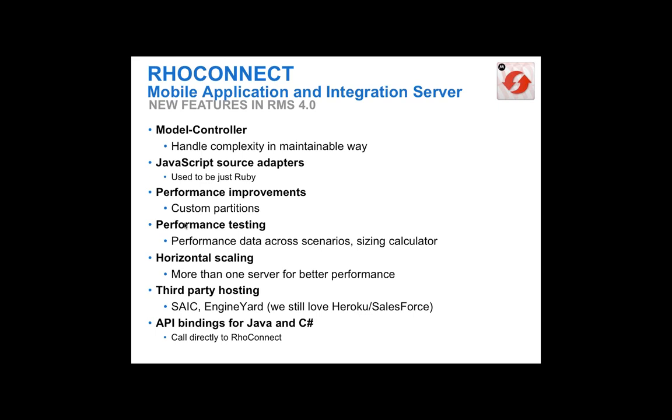So custom partitions is an exciting new feature. We've also done quite a bit of performance testing in this release. There's a sizing calculator that we've had out there before. It has a number of additional data points that you can use out on docs.rhomobile.com. We also have horizontal scaling where you can list more than one server, and as you have your server list, that will give you better performance. It lets you scale out the number of RhoConnect servers that you use.